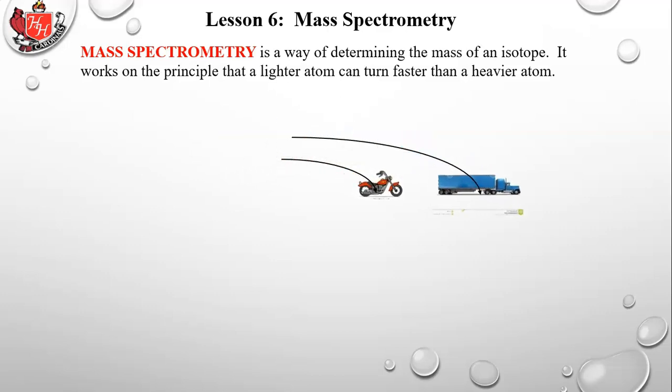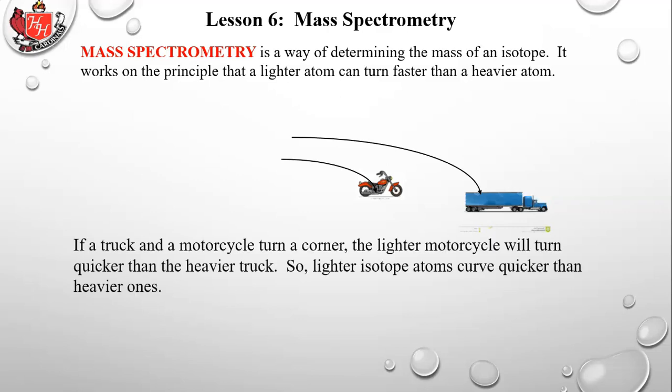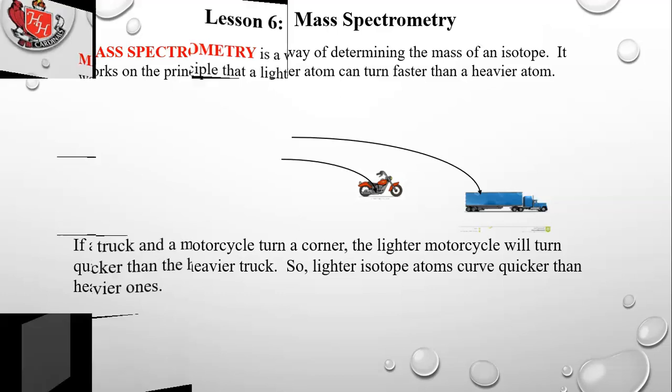So there you see it right there. The truck can't turn quite as quickly because it's much heavier. And this goes into Newton's law of inertia. If a truck and a motorcycle turn a corner, the lighter motorcycle will turn quicker than the heavier truck. So lighter isotope atoms curve quicker than heavier ones.